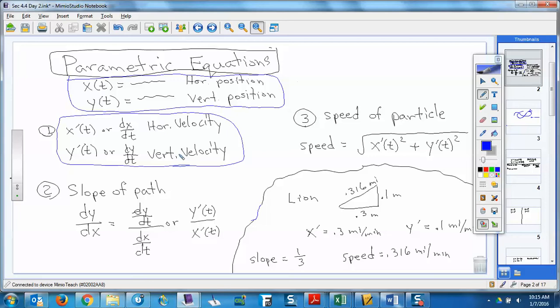Position, velocity, acceleration. F, F prime, F double prime. So x prime would be the horizontal velocity, x double prime would be the horizontal acceleration. We don't use that very often. That's what it would be. And same thing with y.